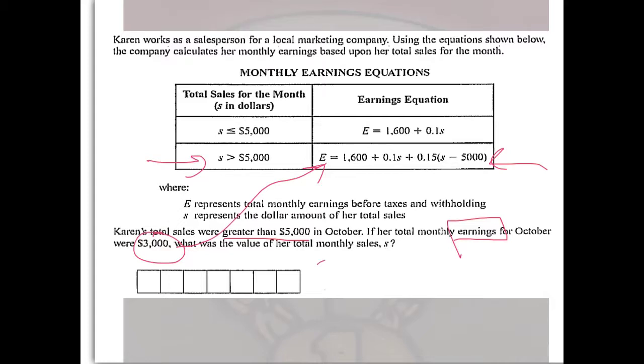So 3,000 equals 1,600 plus 0.1 S plus 0.15 times S minus 5,000. Alright, so the goal is we want to solve for S. I think you guys know what the first step is in a problem like this. We have numbers outside parentheses, so we distribute.